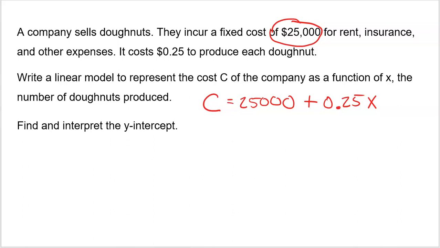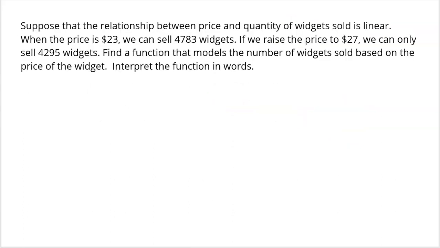It's really easy, right? Then it says find and interpret the y-intercept. So basically the y-intercept right here of 25,000 is what happens when x equals 0. And that basically tells me that if I don't sell any donuts, I don't make any donuts, so I don't have to produce any donuts. Well, I still have to spend that $25,000 for rent, insurance, and other expenses because that money's going whether I sell any donuts or make any or not. Pretty simple concept.